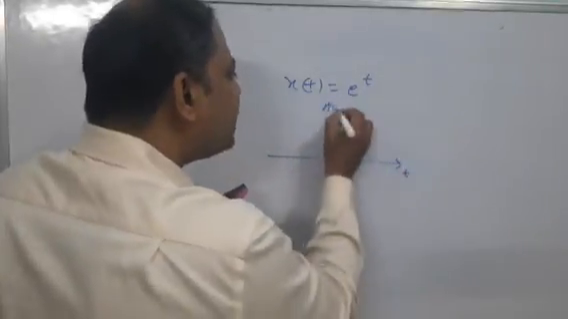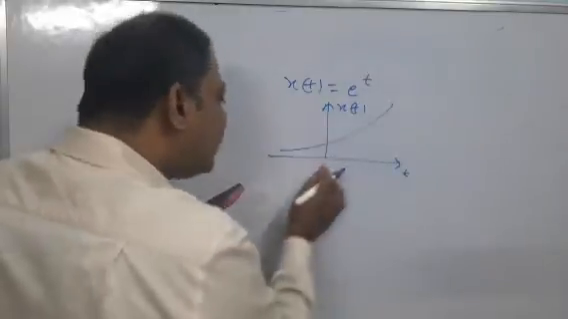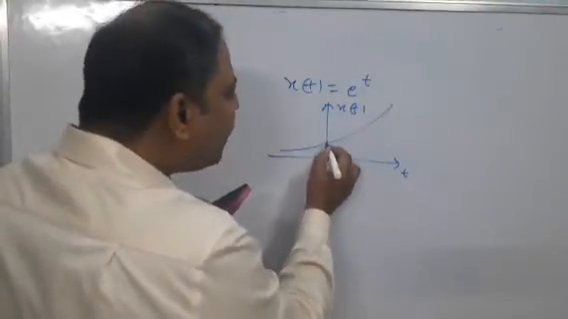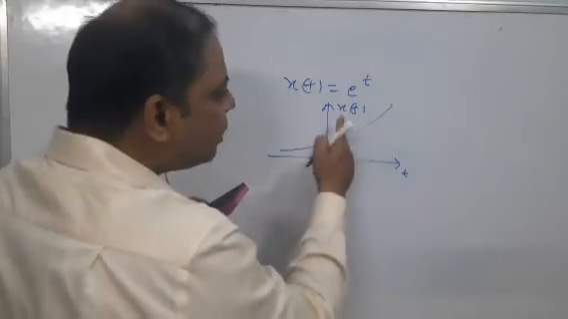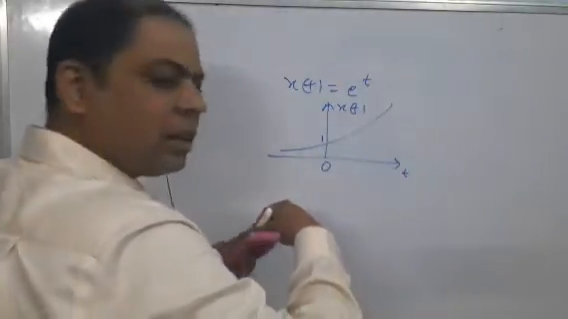This is an exponential rising function x(t). So now this is rising. Negative time, positive time, both you have to plot. So now what is the value at 0? At t is equal to 0, the value is 1, e to the 0 is 1. This is an exponential rising function.